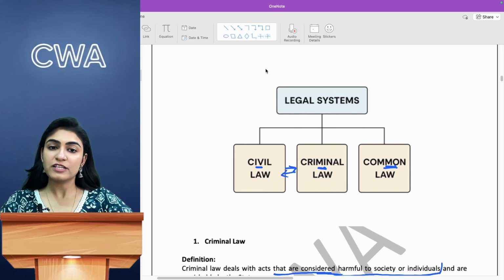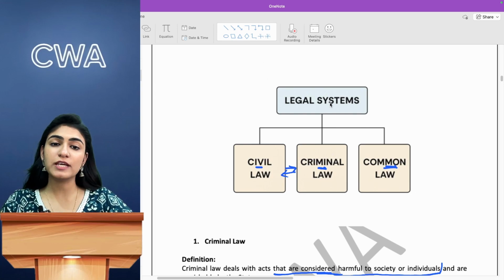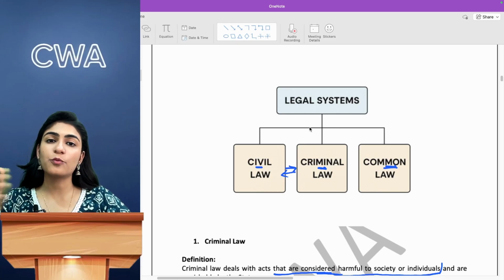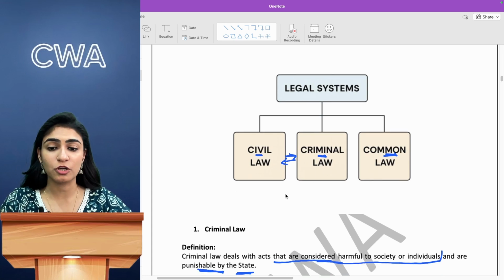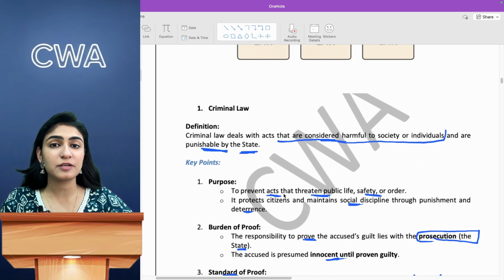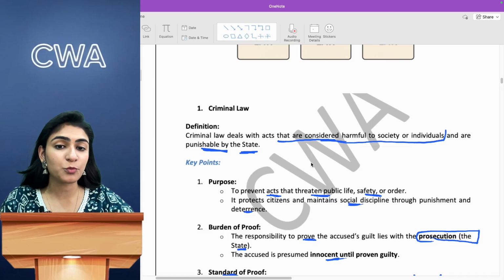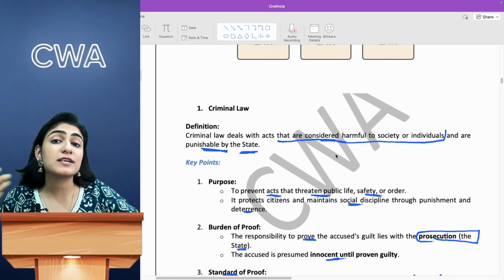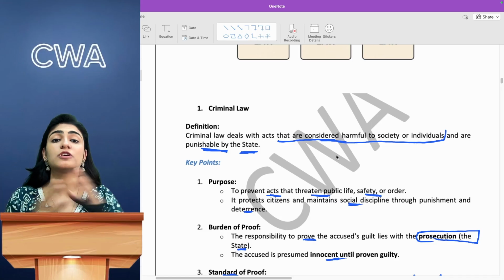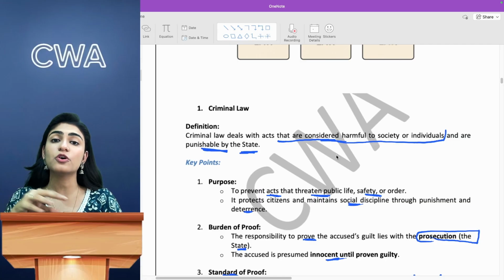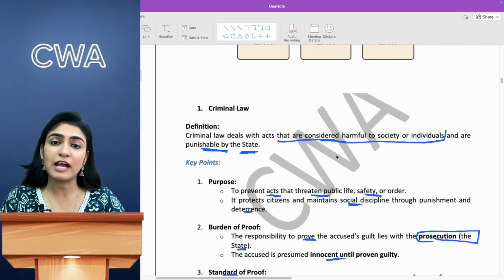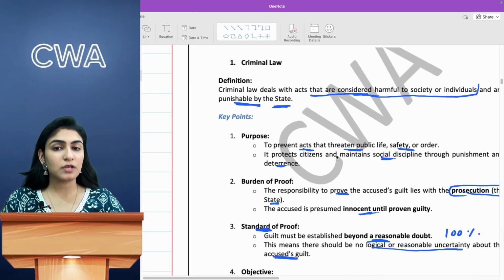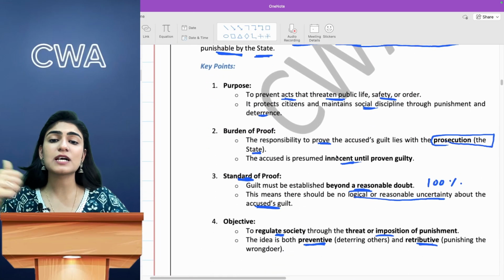In yesterday's lecture, we discussed how the legal system works and what the three different types of legal systems are, where we discussed civil law, criminal law, and common law. We discussed what criminal law is and how it works, when criminal law comes into the picture, and how you differentiate a scenario that relates to criminal law from one that falls under civil law.